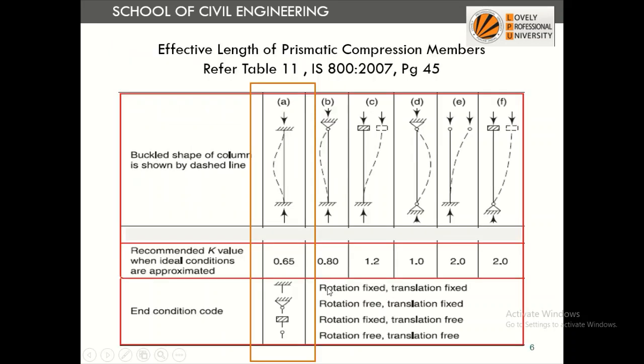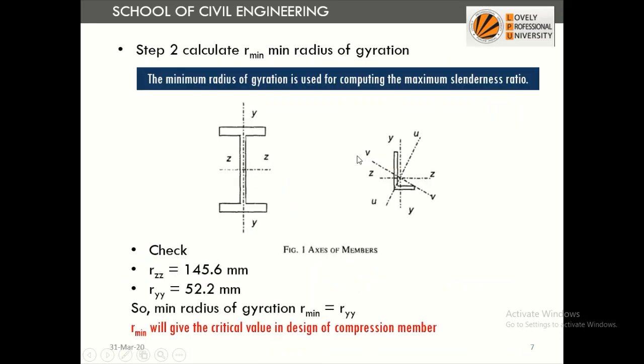So what is the value for a column with both ends fixed? The recommended value is 0.65. This is given on page 45 of the IS code. Then the next step is to calculate the radius of gyration.